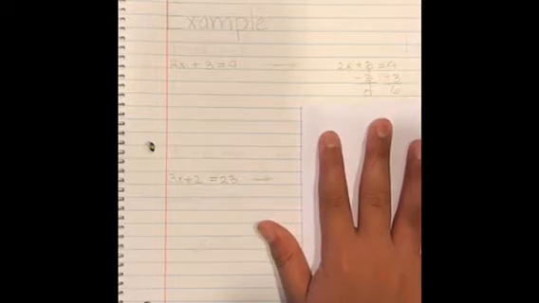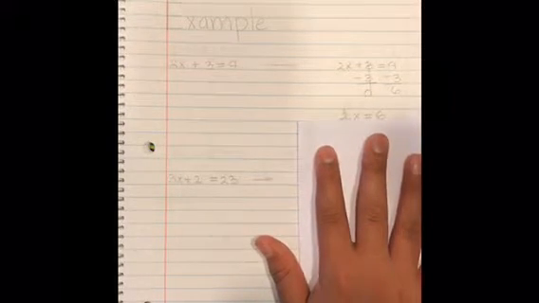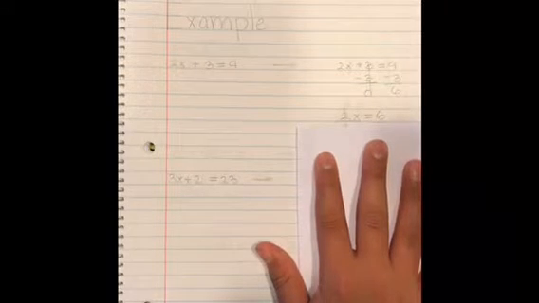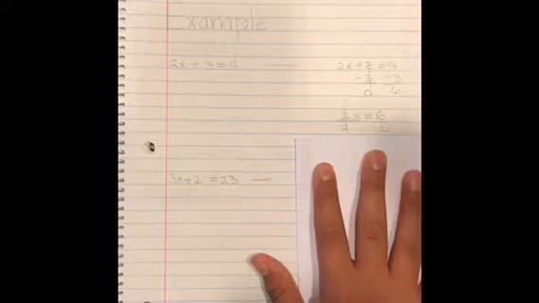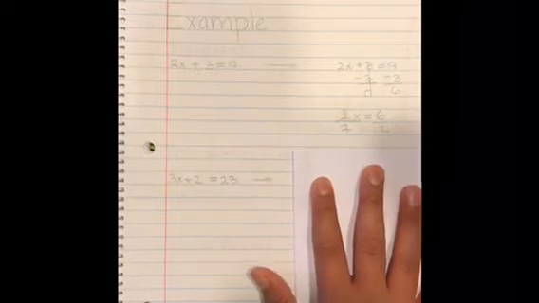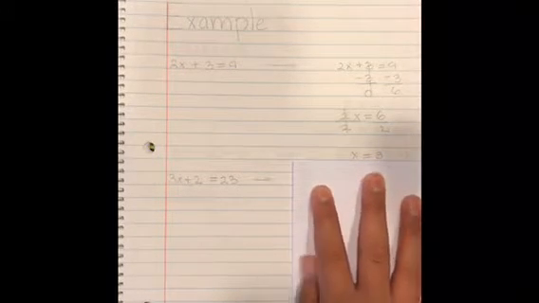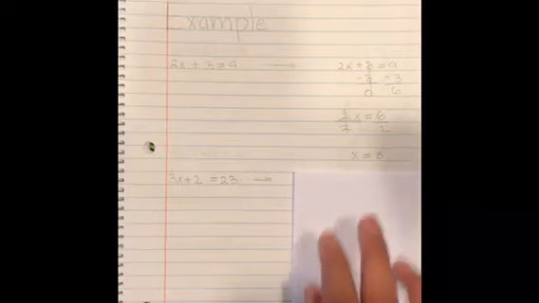Now here's our second step. We have now 2x equals 6. Then we can divide them. 2x divided by 2 gives you x, and 6 divided by 2 should give you 3. x equals 3. That will be your answer.